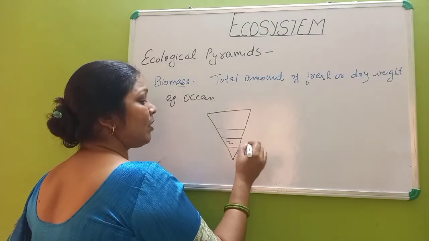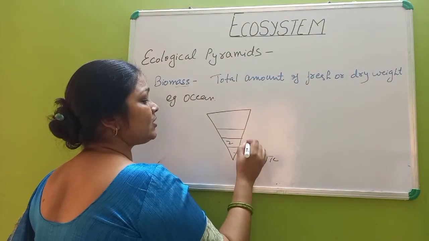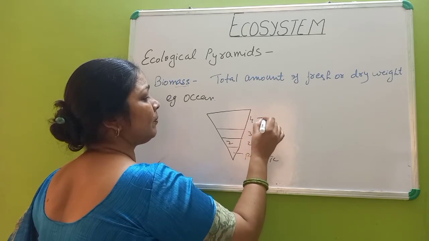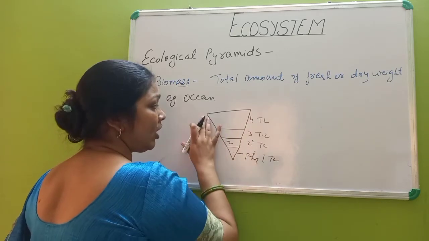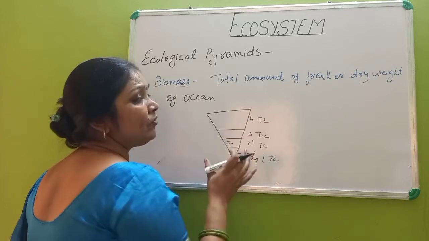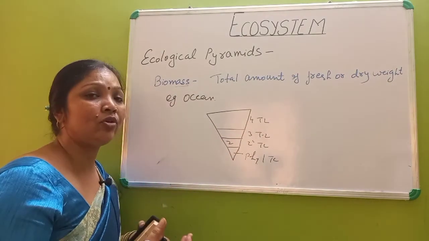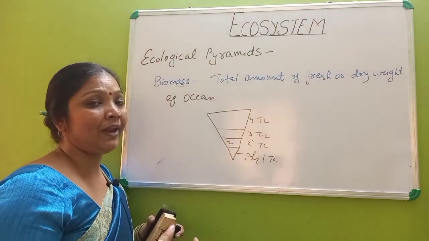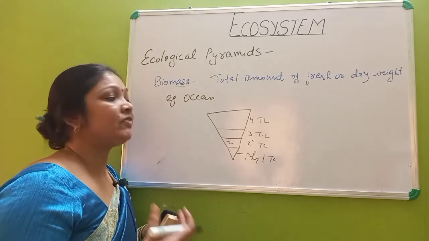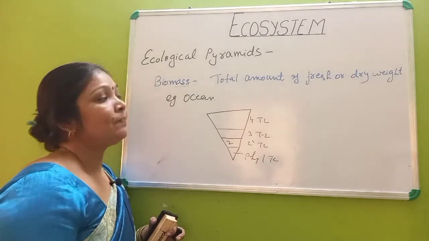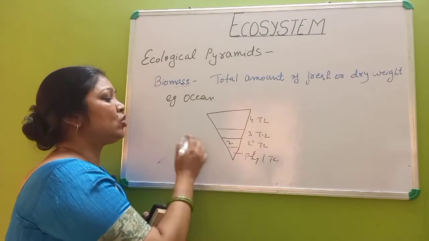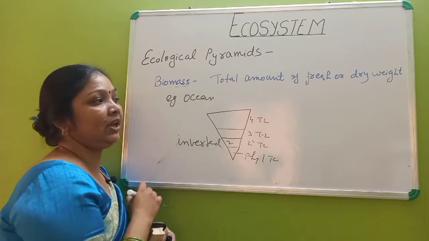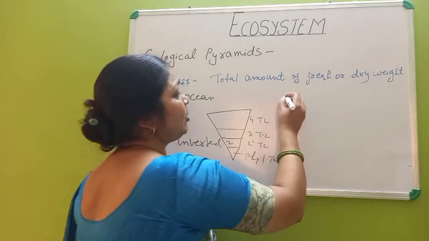So this is the first trophic level, the second trophic level, the third trophic level, and the fourth trophic level. The biomass of large fish is more in comparison to the biomass of small fish, and small fish biomass is more than that of zooplankton, and zooplankton biomass will be more than that of phytoplankton. So in the ocean, the pyramid is always inverted.